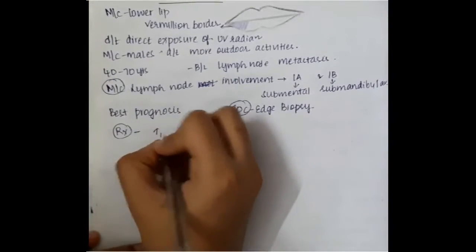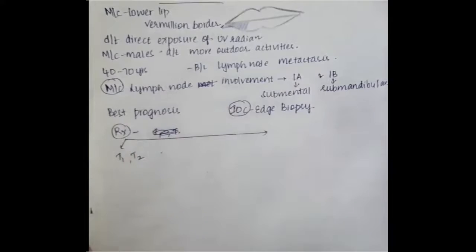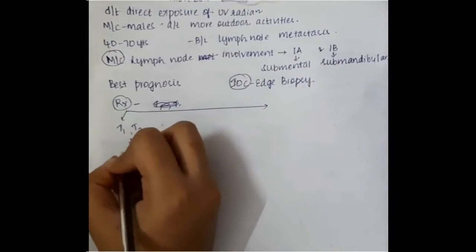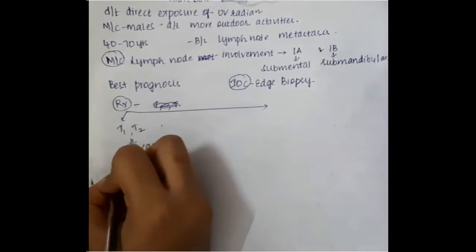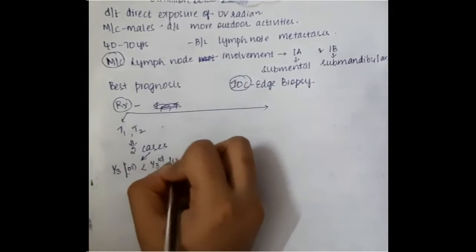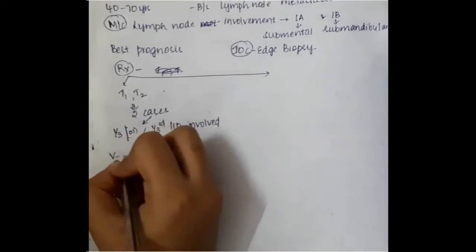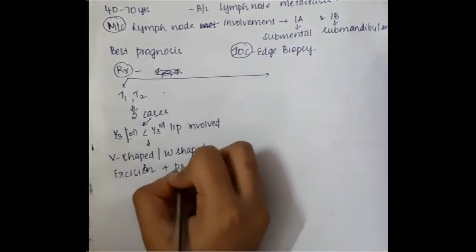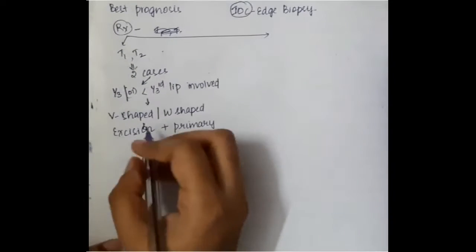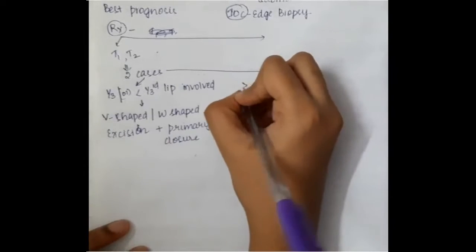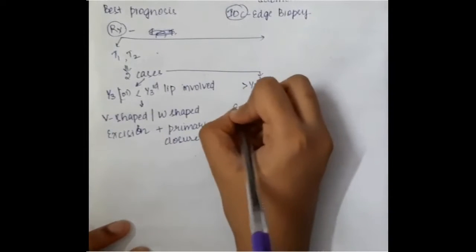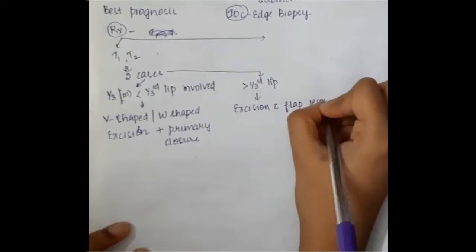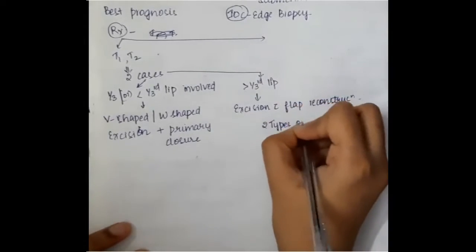The treatment is, if it is T1 and T2 lesions, the main important thing is that we have two cases. If one third or less than one third of the lip is involved, then we can do V shape or W shape excision with primary closure. If more than one third of the lip is involved, then we will have to do excision with flap reconstruction.